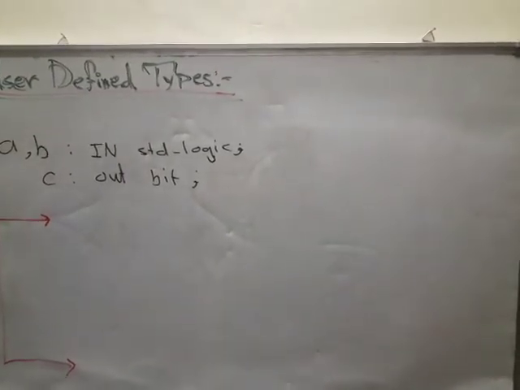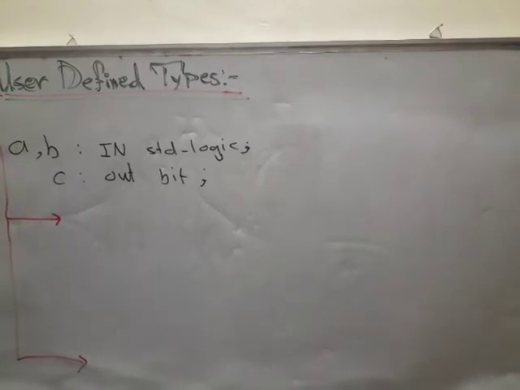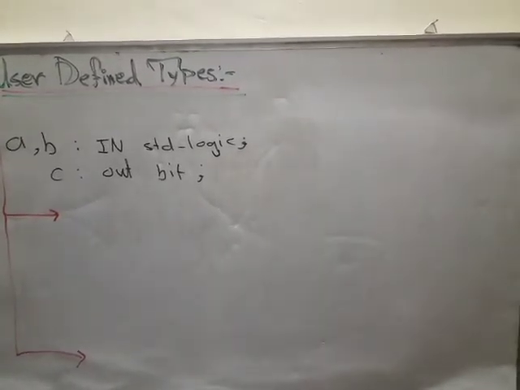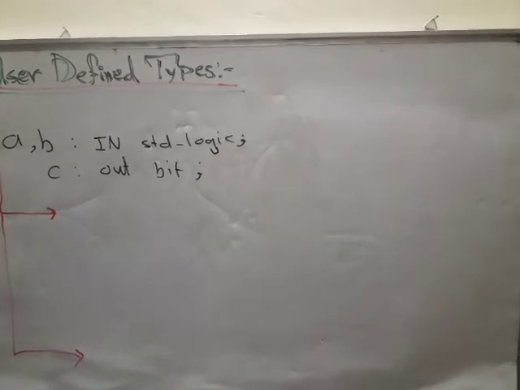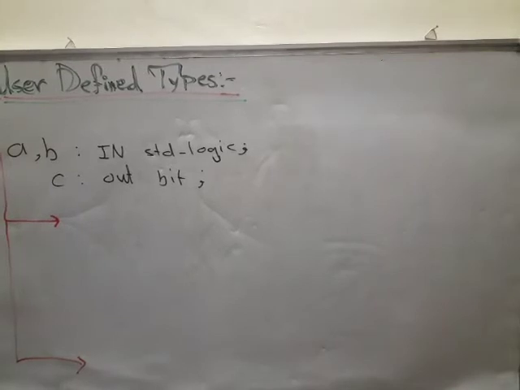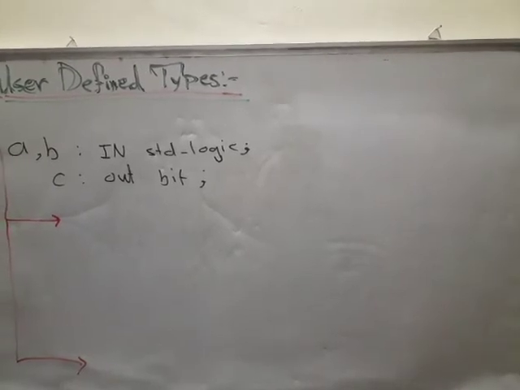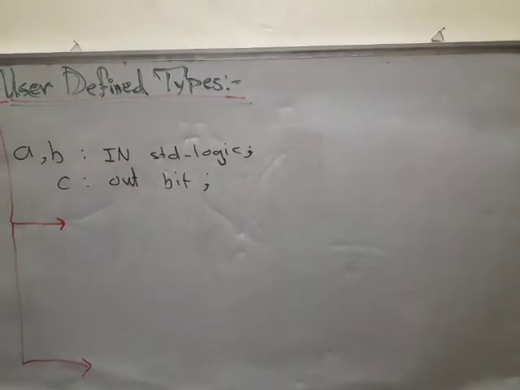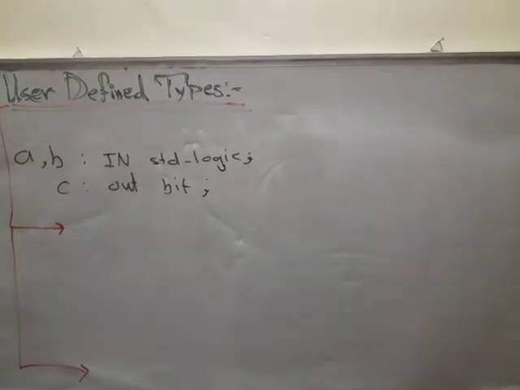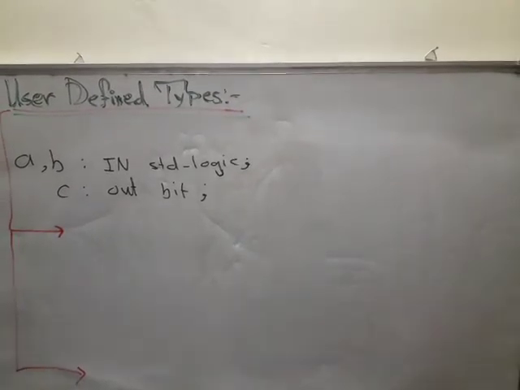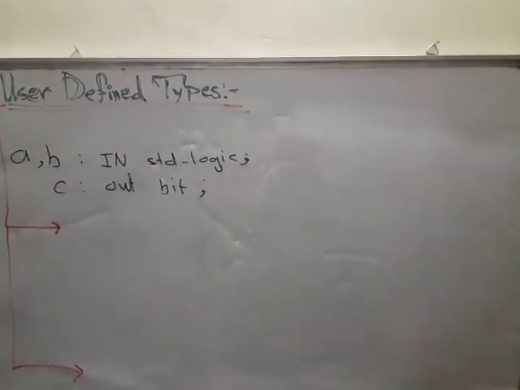So if the required data type is not defined in the language library, the user can define a new data type according to the demand of his task. This is a special case for the VHDL language, and it is one of the important features that characterize the VHDL language.